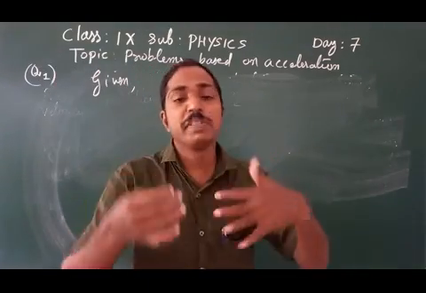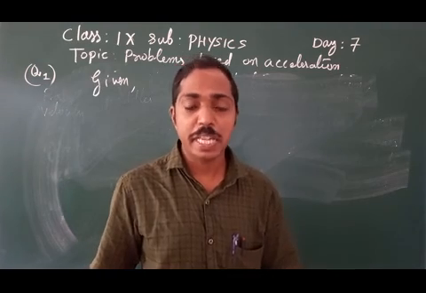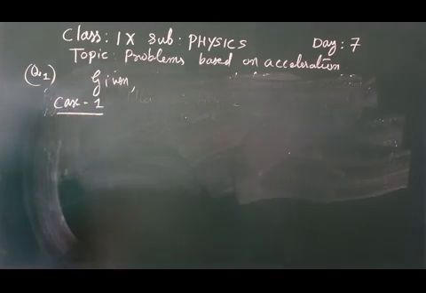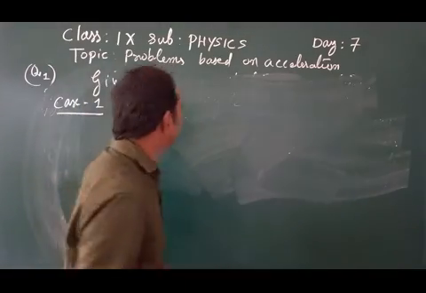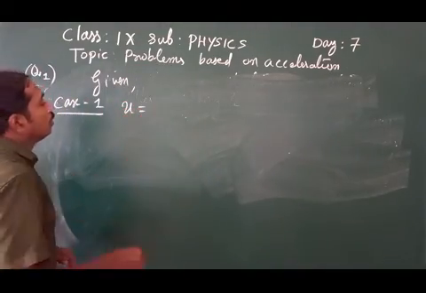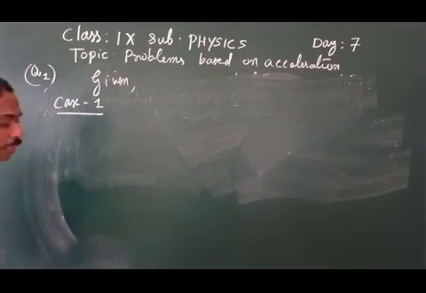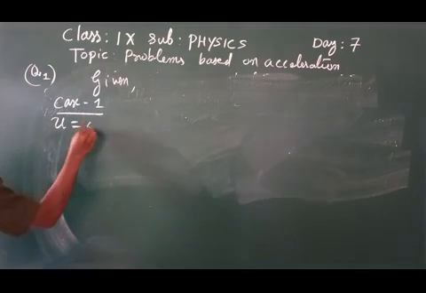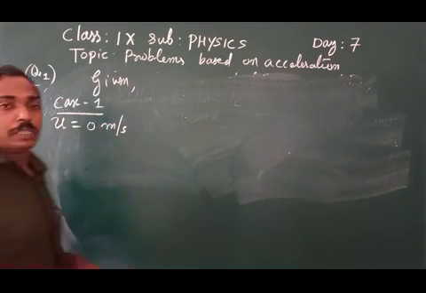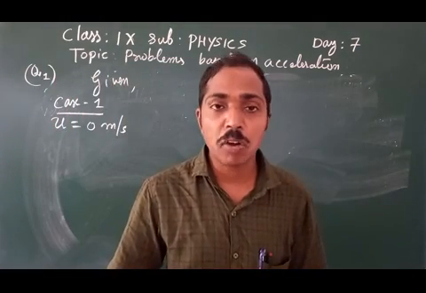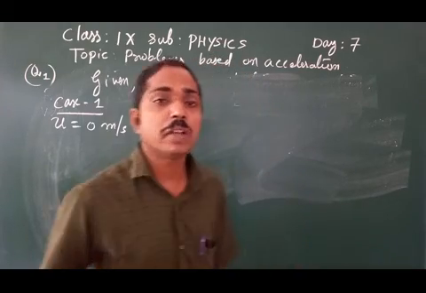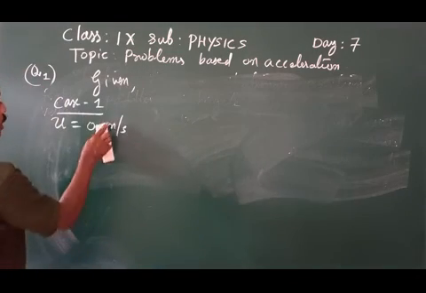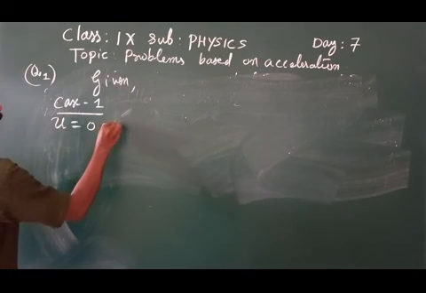Every problem we start from the given data only. So like that here we are starting. Case 1. Initial velocity. What is initial velocity? U. For case 1, initial velocity is 0 meter per second, or 0 meter second raised to minus 1. Both ways you can write.